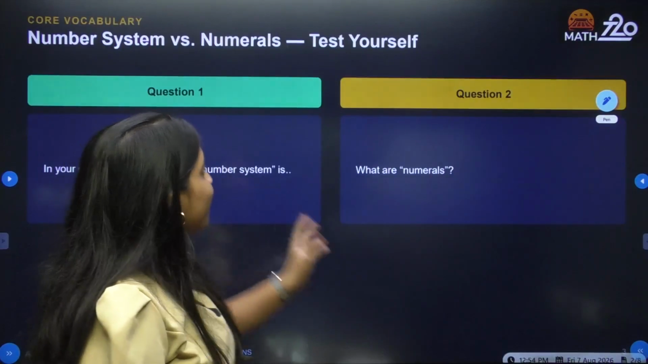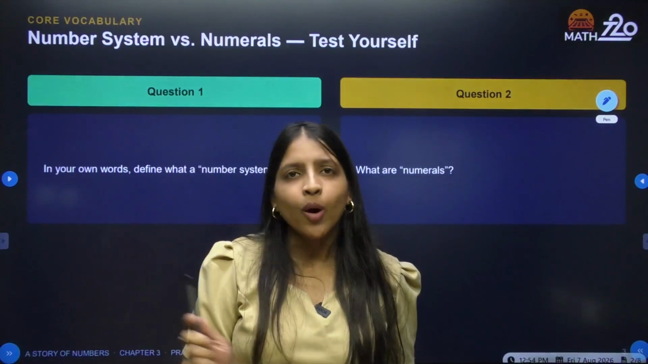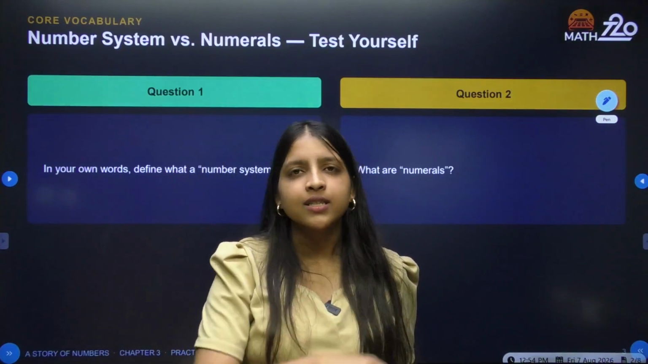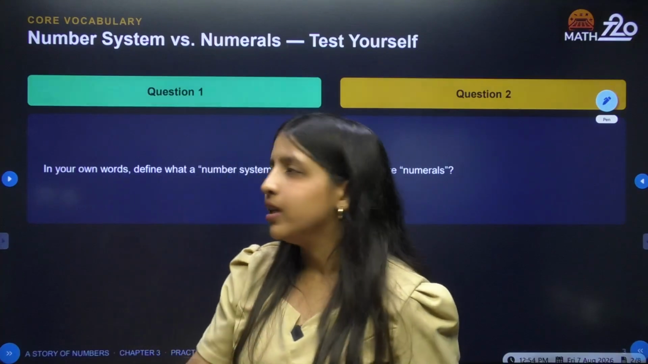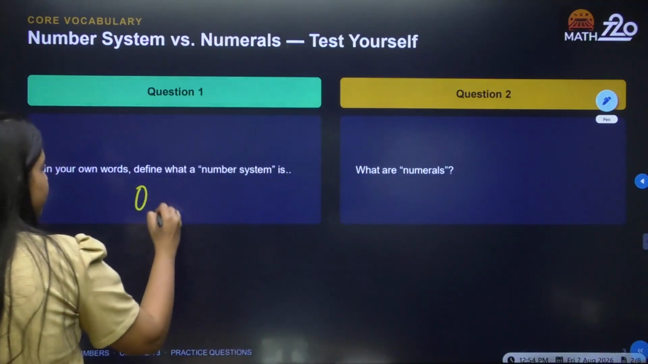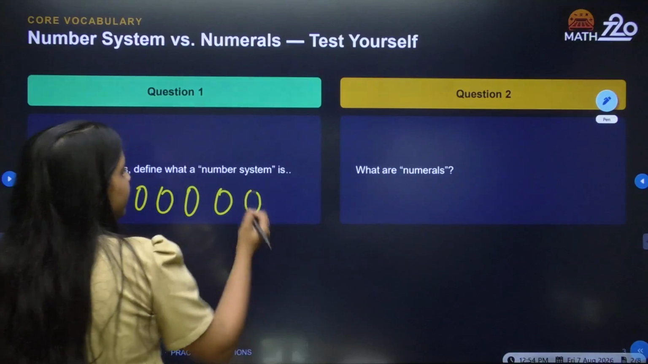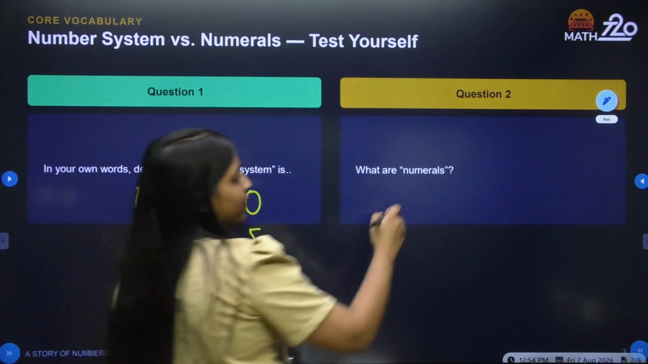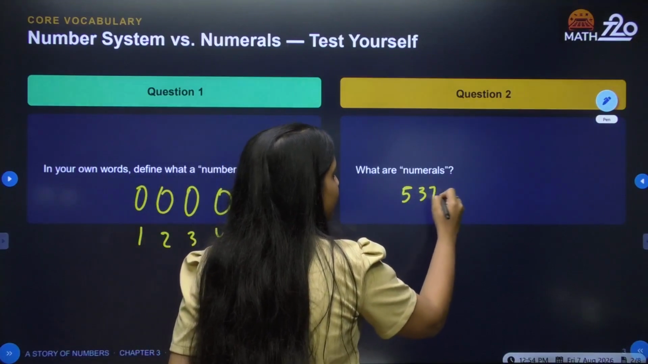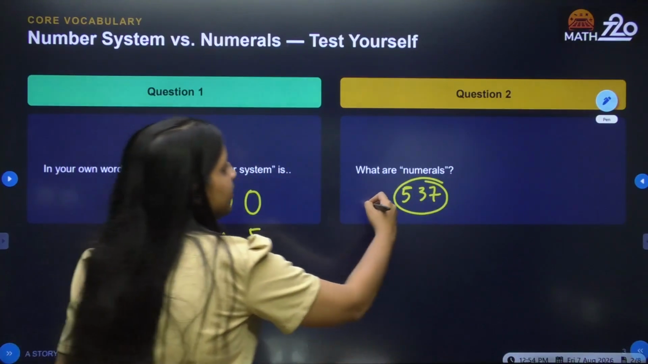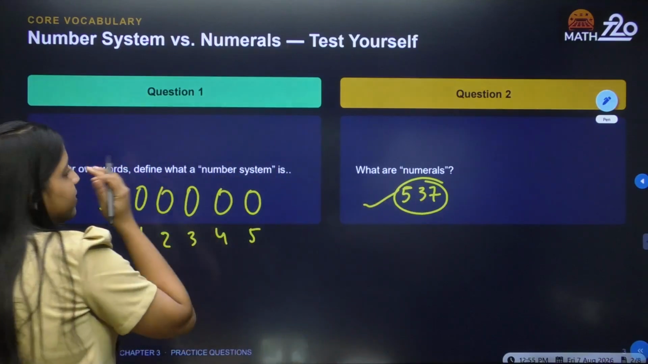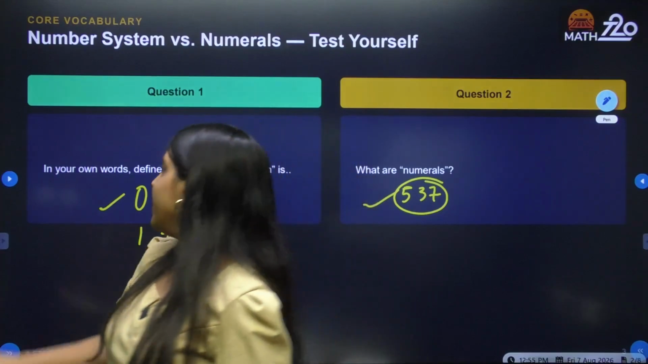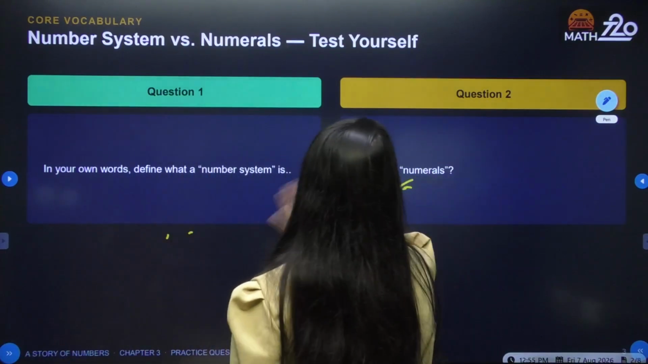First, the first question that has been asked is what is the difference between the number system and numerals? Guys, we have discussed in the last class with the help of example that if we have 5 objects and we need to count, that is 1, 2, 3, 4 or 5, and if we have a number 537 for example, so this is considered as numerals and this is the number system. Now what is the definition to this? So let's see the answer to this question.